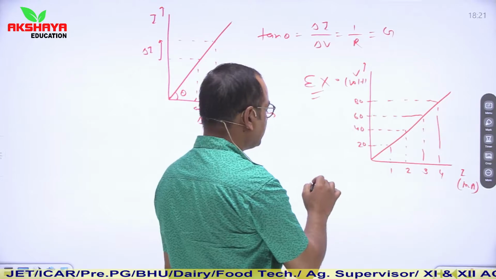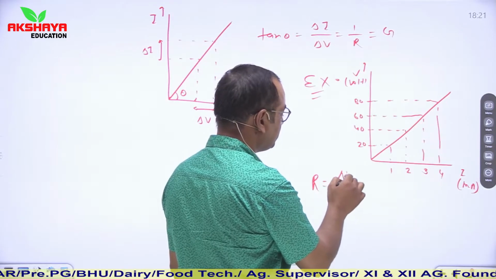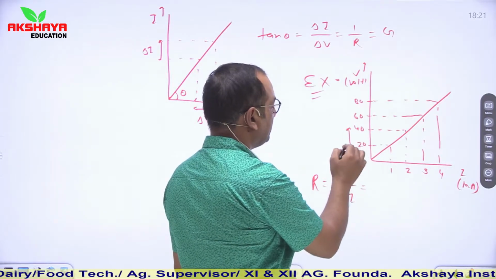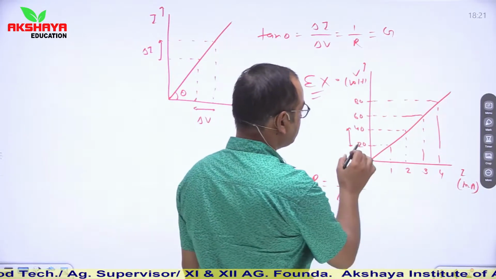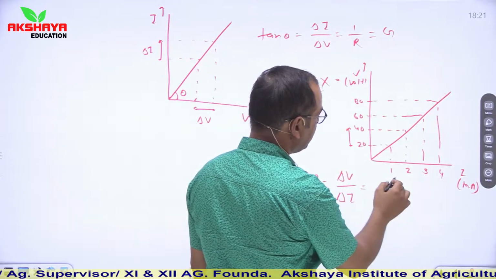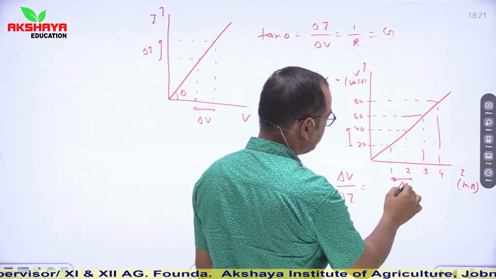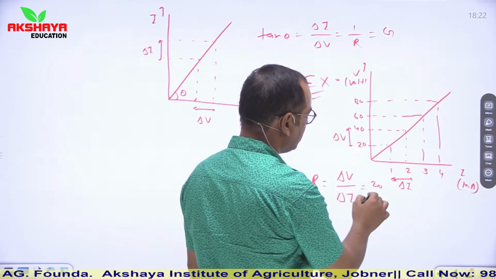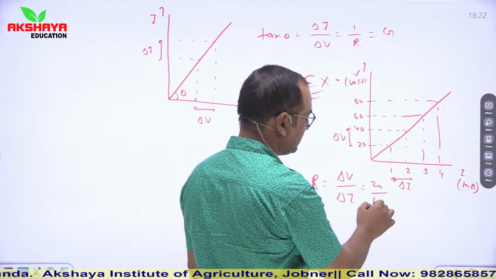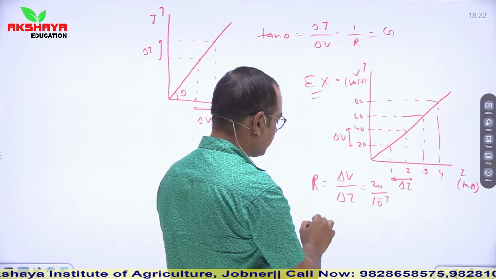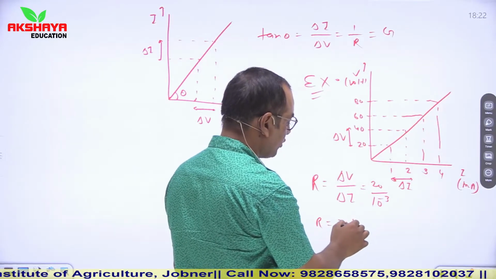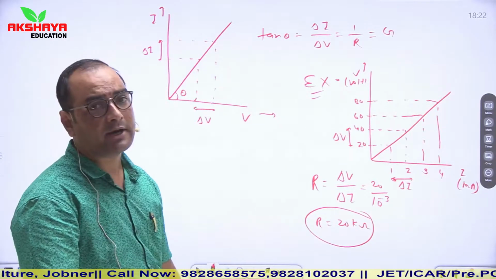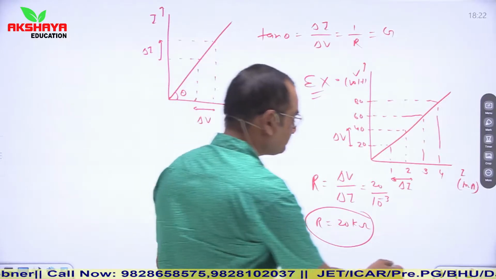So if you have to calculate resistance, then R is equal to del V upon del I. So take the difference of any two values. If we take the difference of 40 and 20, then take the difference of 1 and 2 here. It is del I and it is del V. So del V is 20 volt divided by del I is 1 milliampere, which means 10 to the power minus 3. So R is equal to 20 kilo ohms. So resistance is 20 kilo ohms. This is a simple pattern of question which is based on Ohm's law.